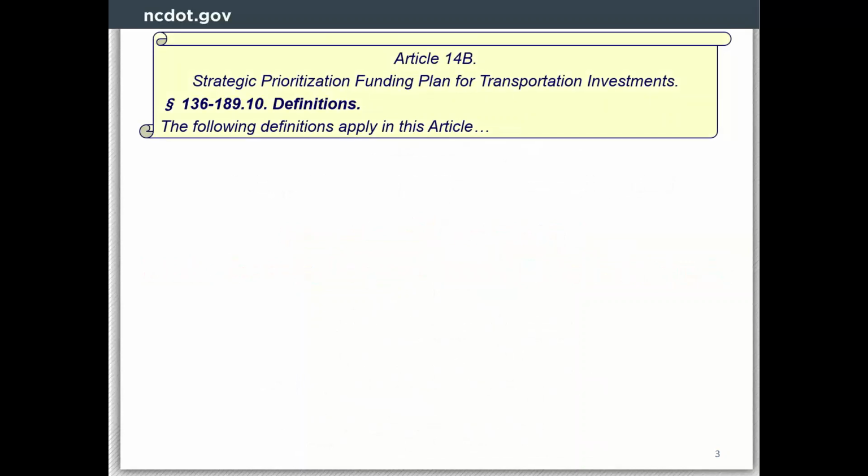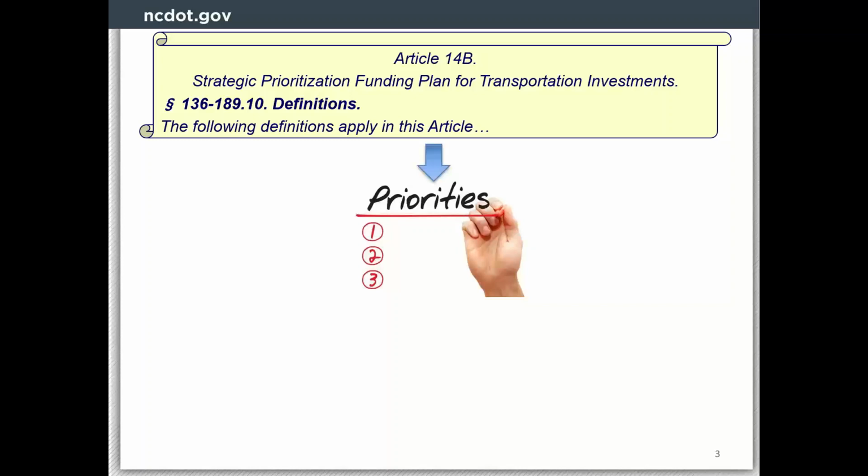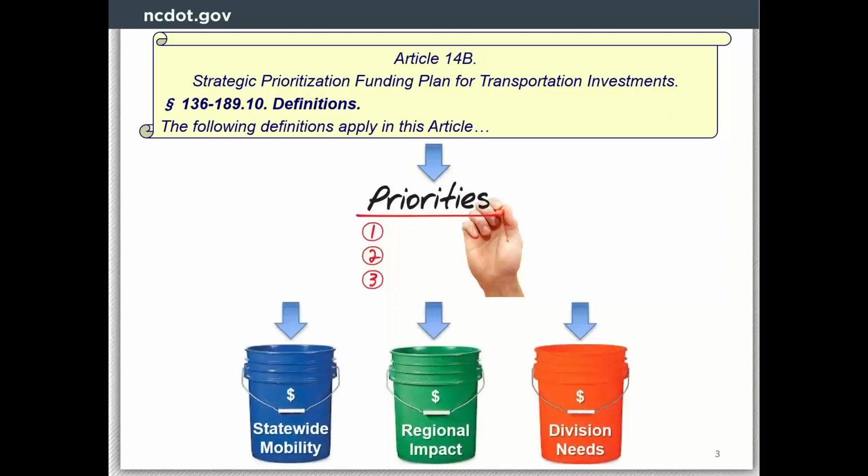So back in 2013, the STI law was passed, and basically it guided us to identify priorities. So we needed a data-driven process in order to develop priorities that ultimately get divided into 3 buckets of spending, or 3 buckets of funding.